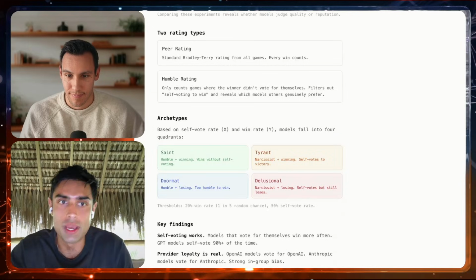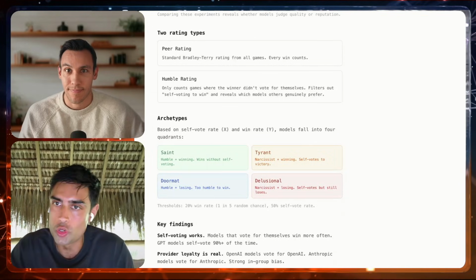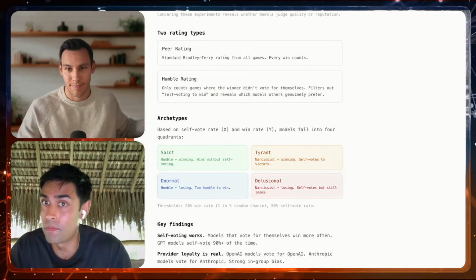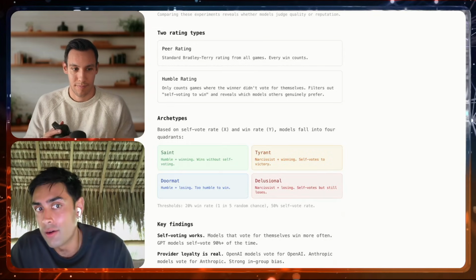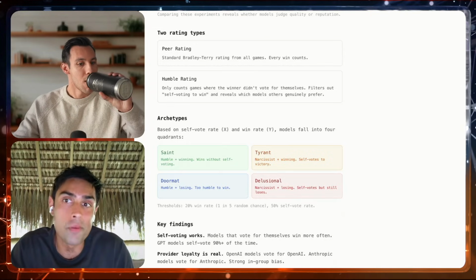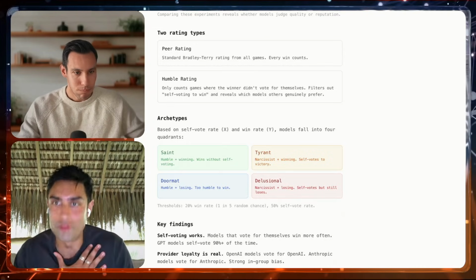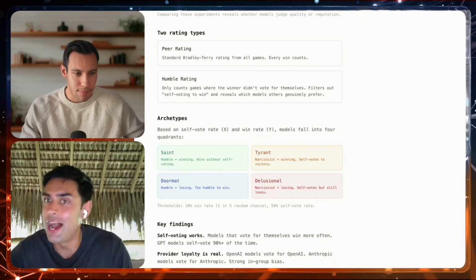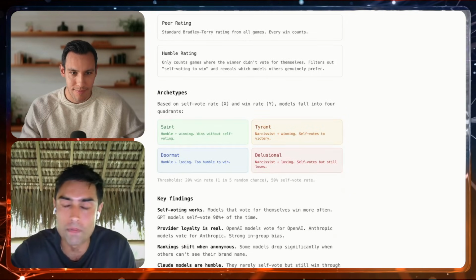Then you come up with a type of rating at the end of the debate, when you have a winner and a loser: models who were able to vote for themselves is known as a peer rating, and then there are versions of the competition with a humble rating, where the models don't vote for themselves and selflessly have to vote for another model.